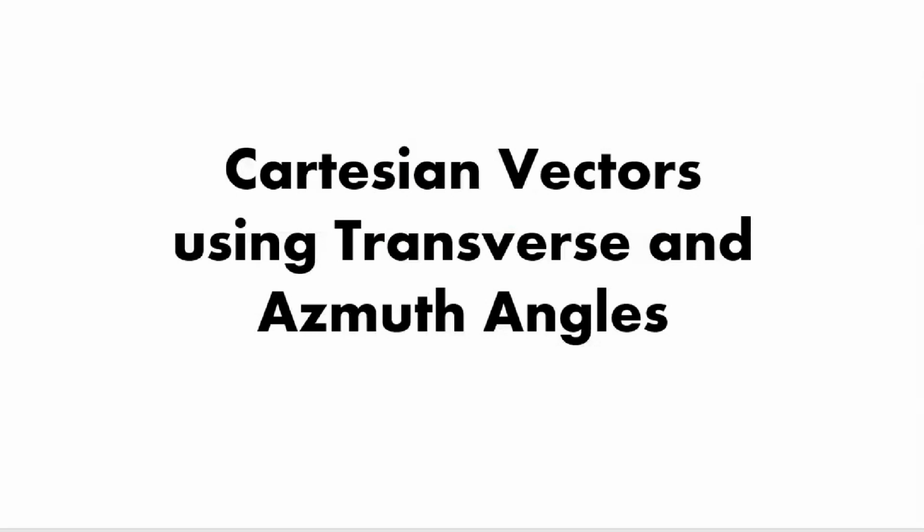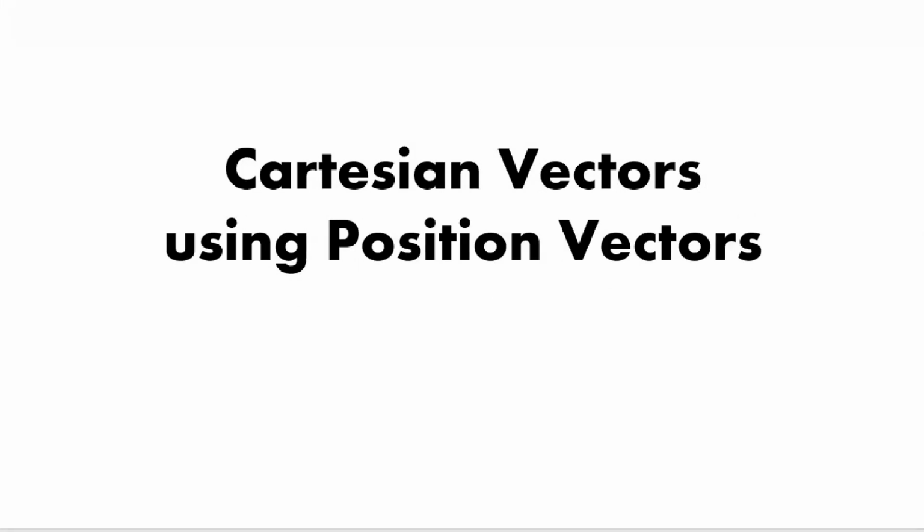The topic we had last time is just the continuation of Cartesian vector. This is part 2, okay? So I divided this topic into three parts. First is the introduction to Cartesian vector. The second part is Cartesian vector using transverse and azimuth. And the last part will be Cartesian vectors using position vector.